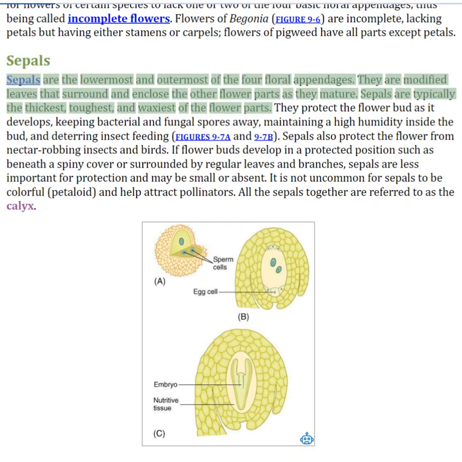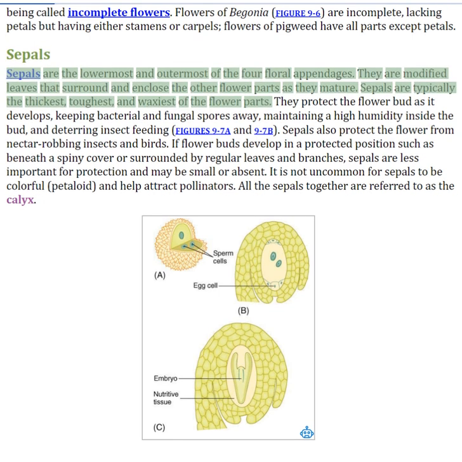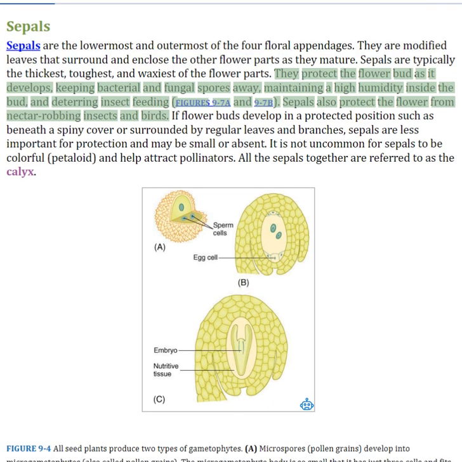Sepals. Sepals are the lowermost and outermost of the 4 floral appendages. They are modified leaves that surround and enclose the other flower parts as they mature. Sepals are typically the thickest, toughest, and waxiest of the flower parts. They protect the flower bud as it develops, keeping bacterial and fungal spores away, maintaining a high humidity inside the bud, and deterring insect feeding. Sepals also protect the flower from nectar-robbing insects and birds.